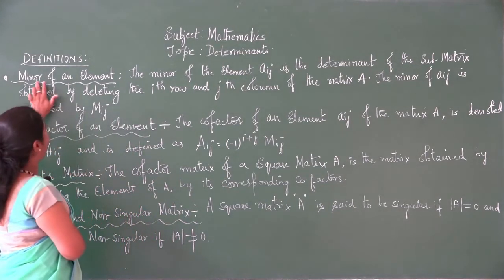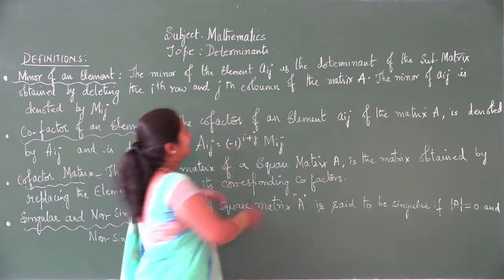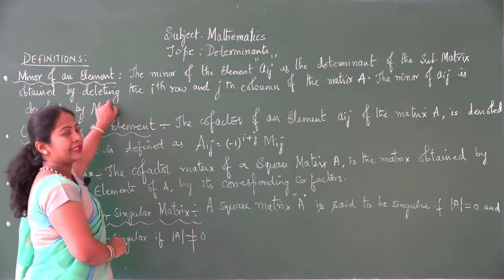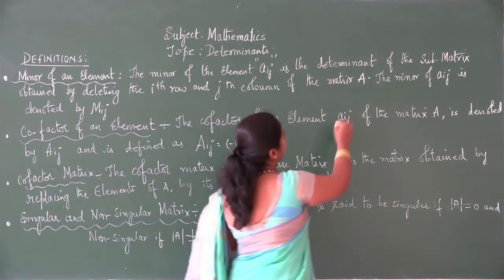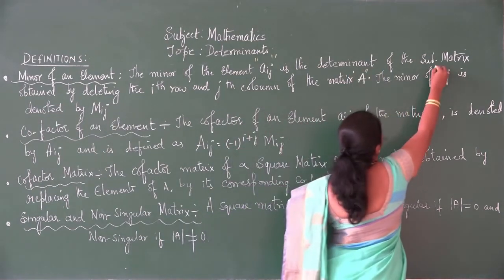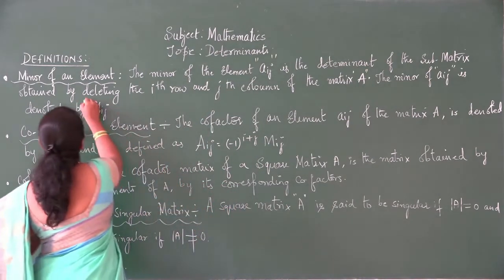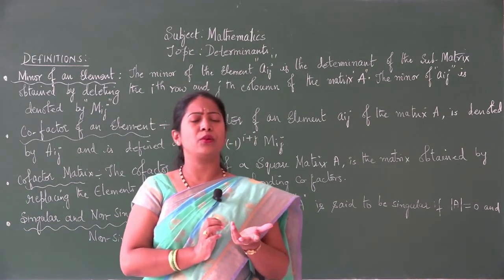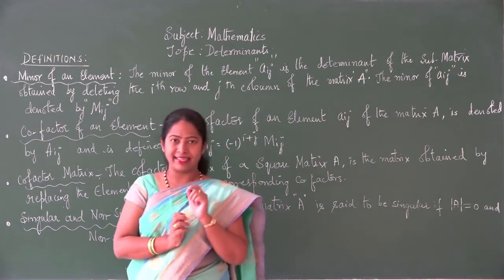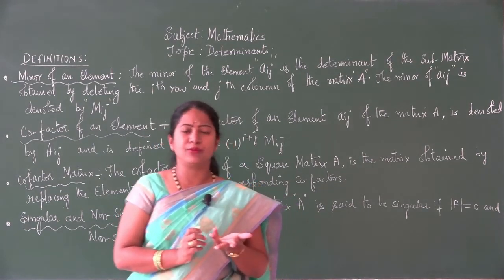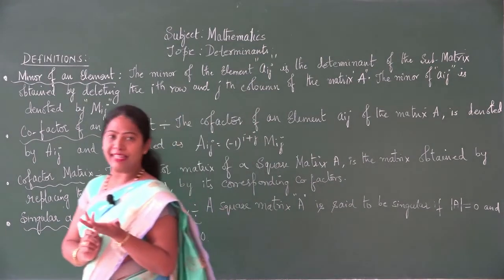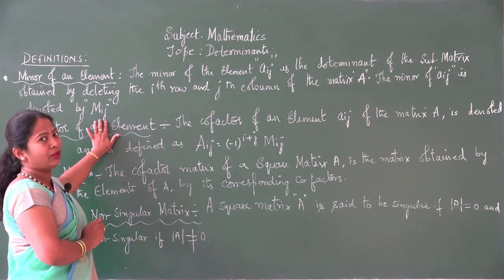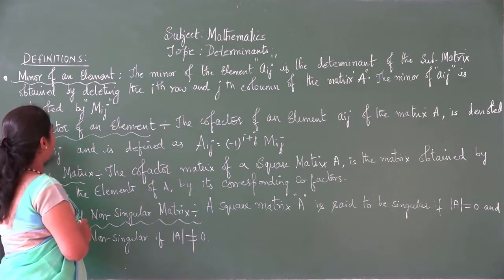The first definition, minor of an element. The minor of an element Aij is the determinant of the submatrix obtained by deleting the ith row and jth column of the matrix A. The minor of Aij is denoted by Mij. In simple words, elements of a matrix or determinant are denoted by small letter a, ij. I stands for row, j stands for column. Then minor of an element is denoted by capital M with ij suffix, where I stands for row and j stands for column.